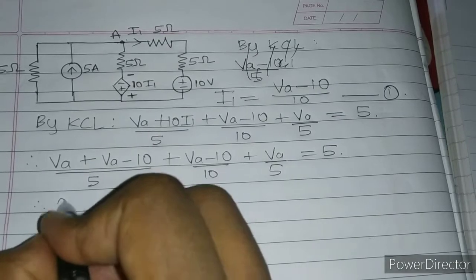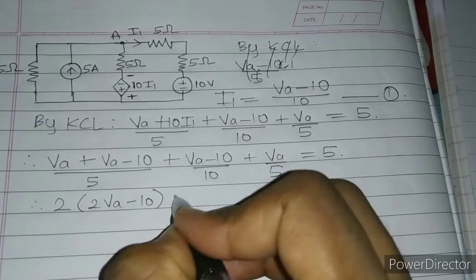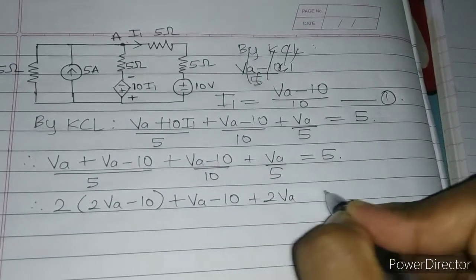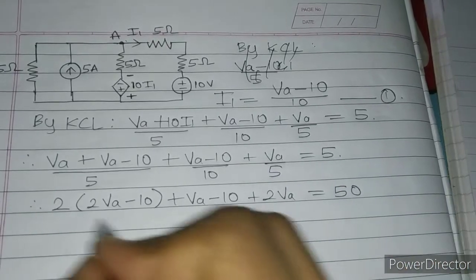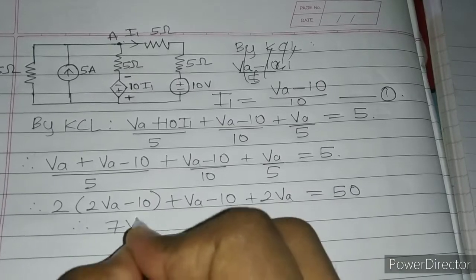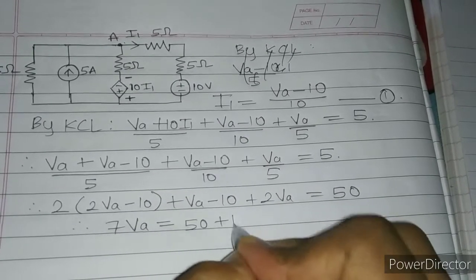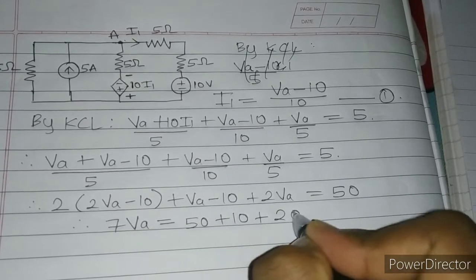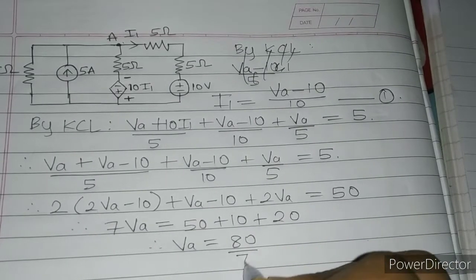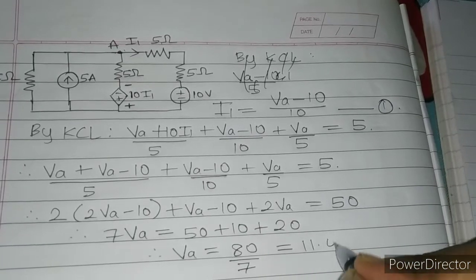Therefore 2 into 2VA minus 10 plus VA minus 10 plus 2VA is equal to 50. Now 4 plus 1 is 5, plus 2 is 7. 7VA is equal to 50 plus 20 plus 10, which is therefore 7VA is equal to 80, and VA is equal to 80 divided by 7, which is equal to 11.42 volts.